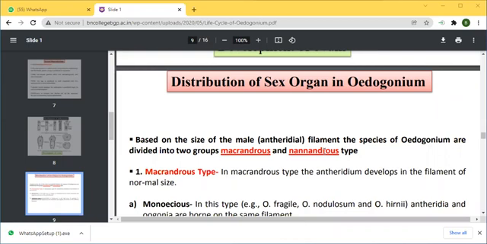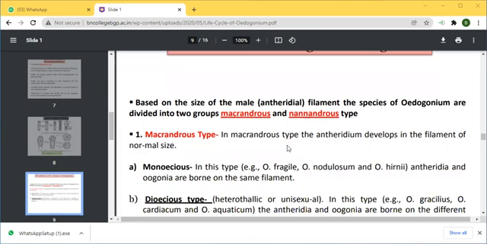Very important, girls. In competitive exams they also ask about the basis of size of the male gamete in Oedogonium. What is the name? The first name is called Macrandrous. The second name is called Nannandrous. What is the difference between the Macrandrous and Nannandrous species? First, I'll explain the Macrandrous species. What characters are there in the Macrandrous type? The antheridia develop in the filament of normal male size.